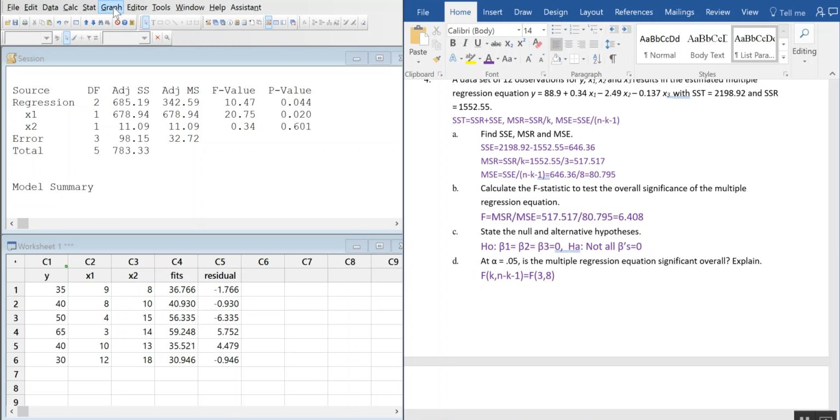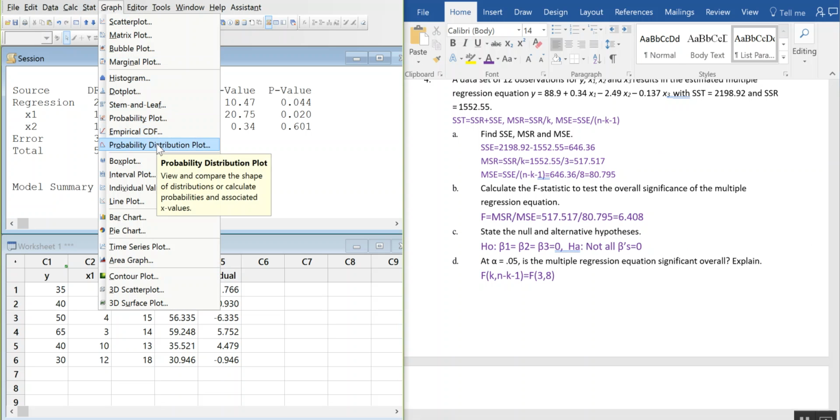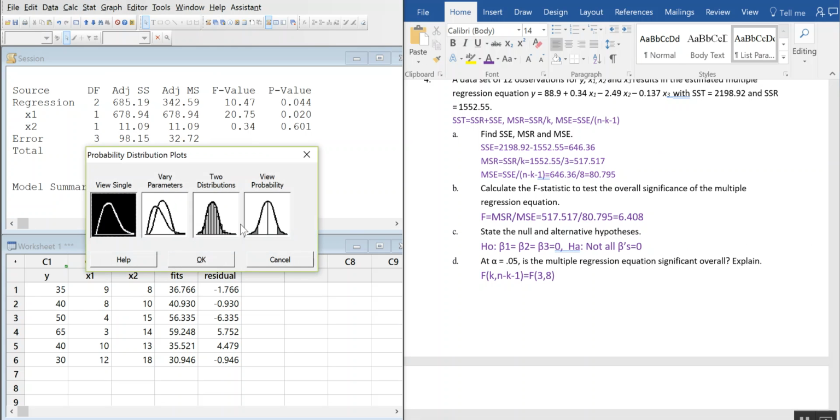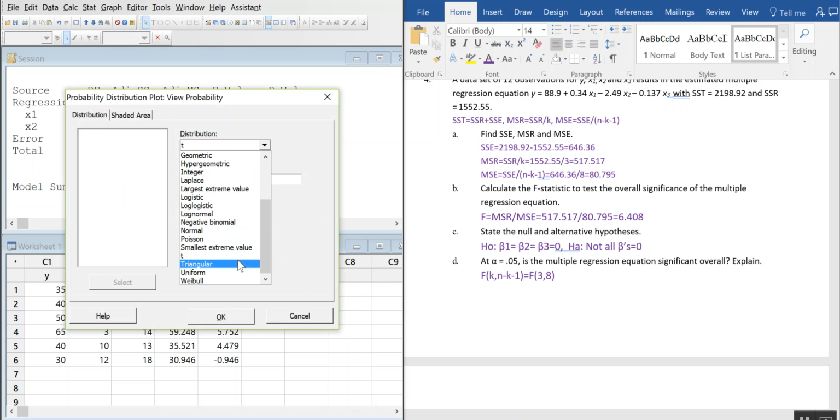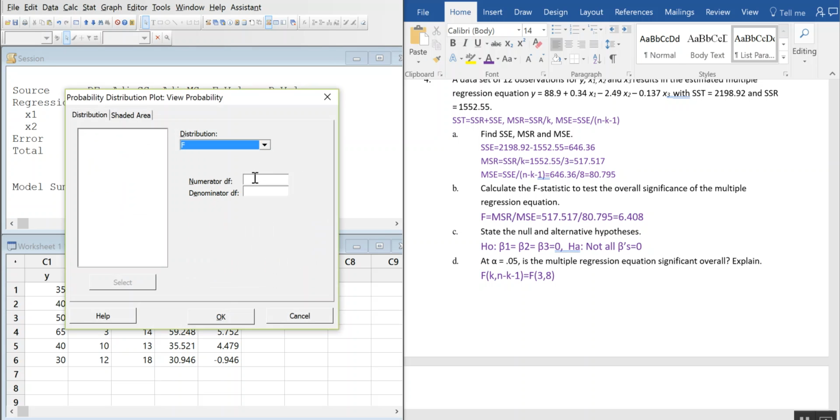So we're going to go up to Graph, Probability Distribution Plot, Probability View, and we're going to hit OK. And then I don't want T, I want F. Where is F? You're hearing my bird right now. He's making lots of noise.